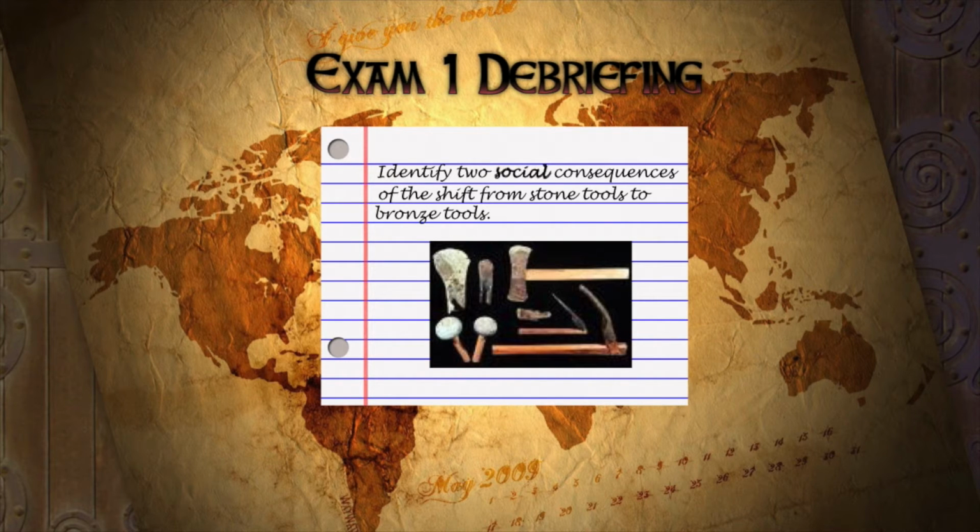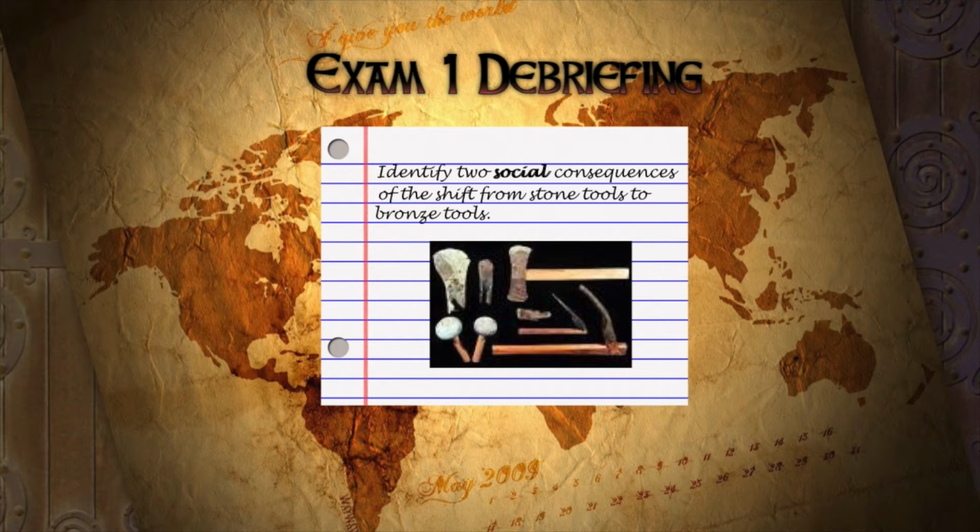Social consequences, and the words of prompts in AP World are very unforgiving. They frame the possible answers that you can make. If you write outside of those limitations, it counts for absolutely nothing. So you can't say that a consequence was better weapons unless you relate that to the rise of a much more important or prominent warrior class or warrior caste, because now you're relating it to something social, which, if you remember, is the way we group human beings. So that's a possible answer.